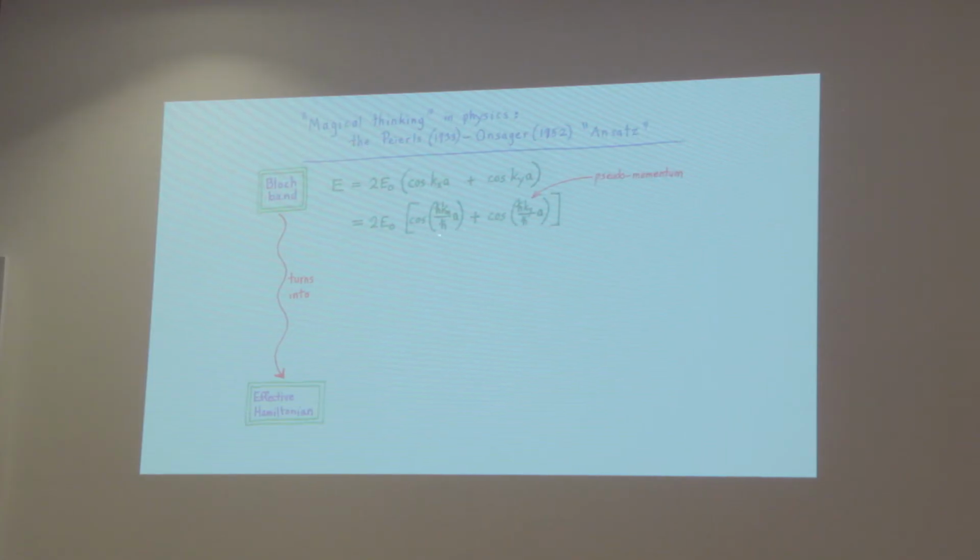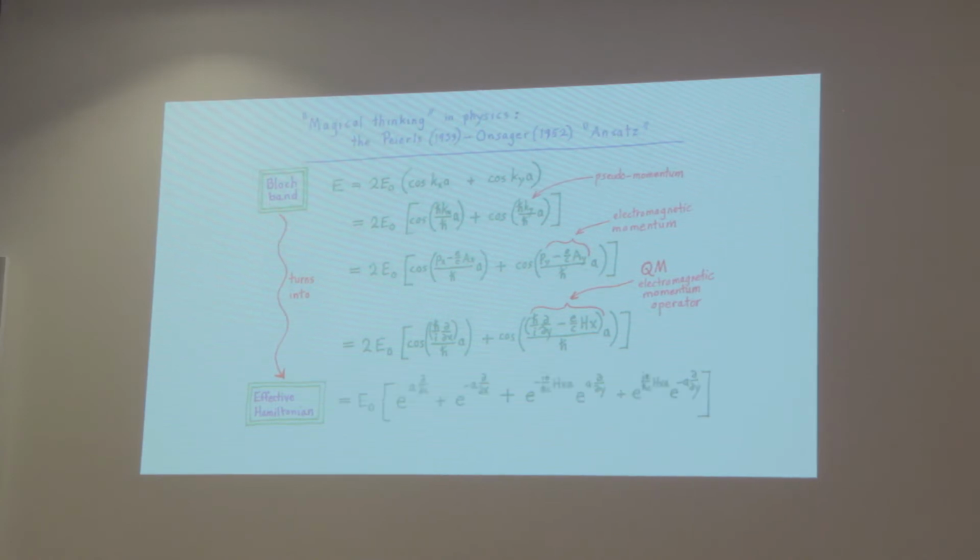So now we have this h bar k, which we're going to guess can act like a p, or p minus e times A. Here we have the thing that we want to replace it by. This is the electromagnetic momentum, and then we do a quantum mechanical substitution where we replace the p by this differential operator. And then we replace the cosine by this expression.